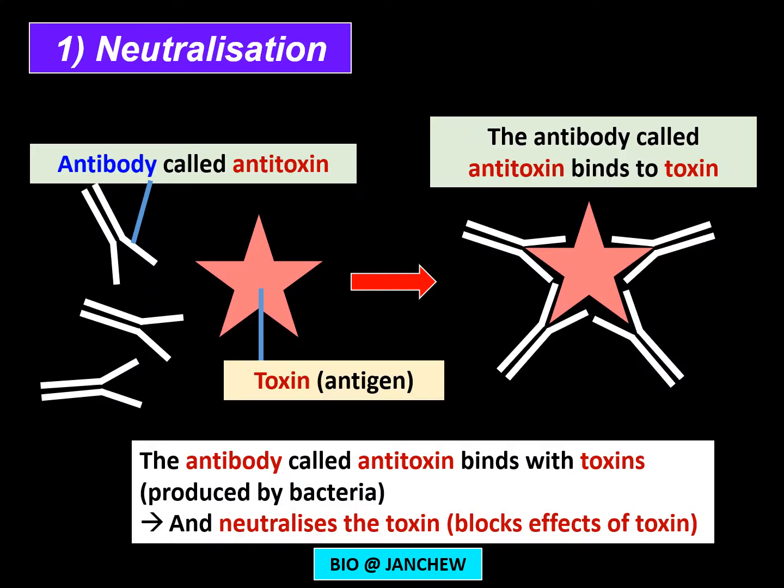Let us look at the first type of action. It's called neutralization. In neutralization, the antibody called antitoxin binds with toxins which are produced by bacteria, and thus it forms the antigen-antibody complex. In this way, it neutralizes the toxin. The antibody neutralizes the toxin.